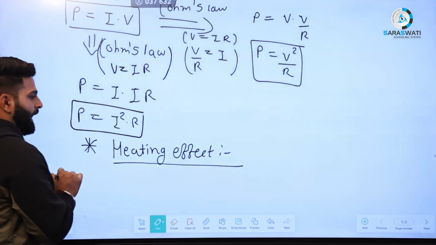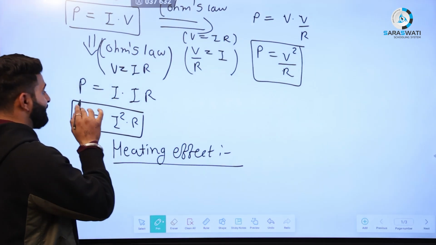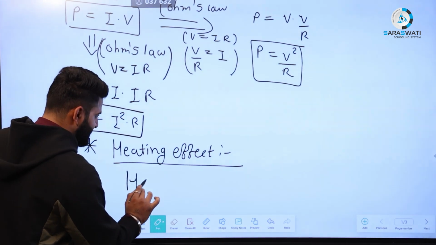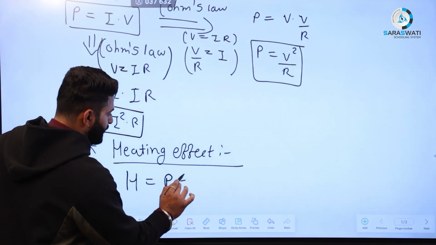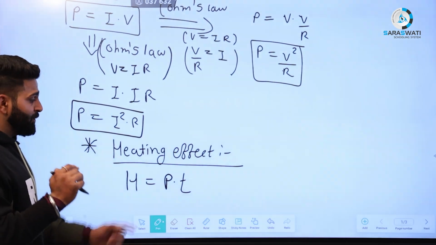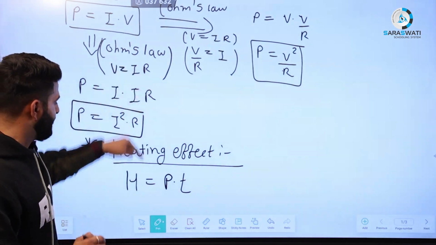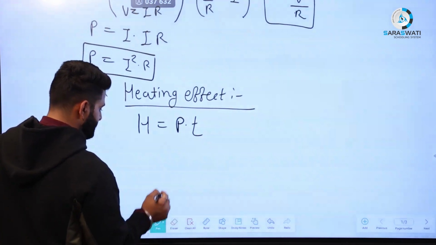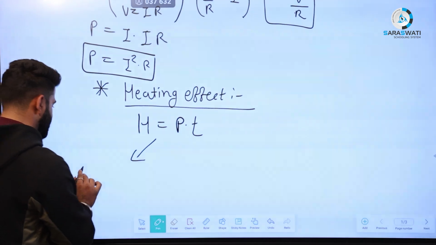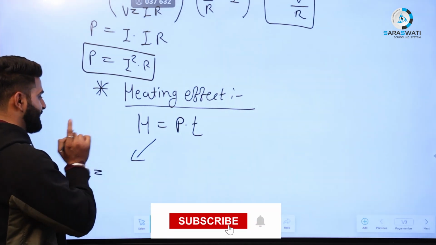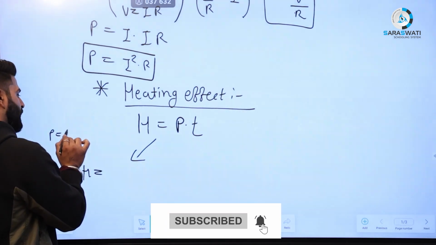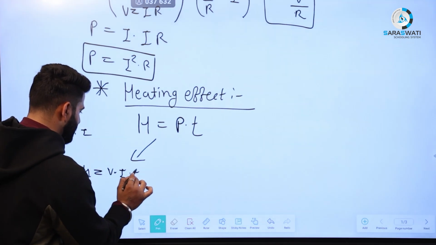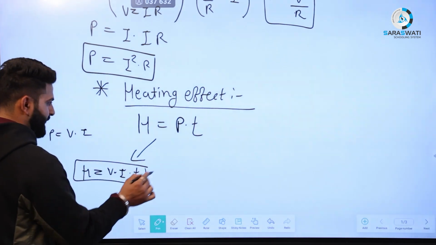After that, the heating effect. How are you going to write the heating effect? What power you have used and what heat is produced by the resistor: H is equal to power into time. In power you have three formulas, which you have to apply in this heating formula. First, H is equal to, we're going to apply P is equal to V into I, so V into I into T. This is the first formula of the heating effect.